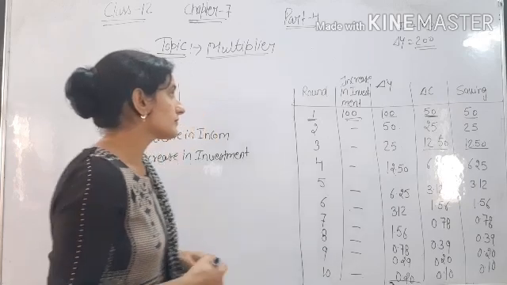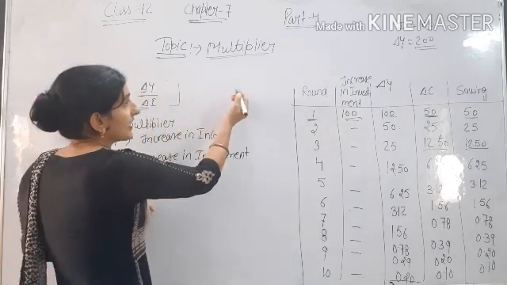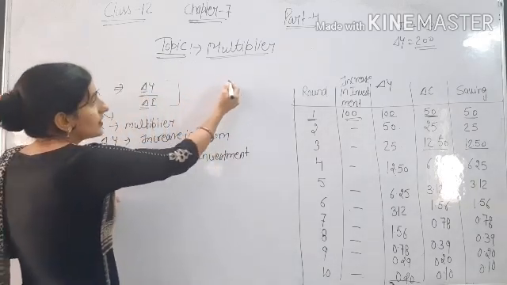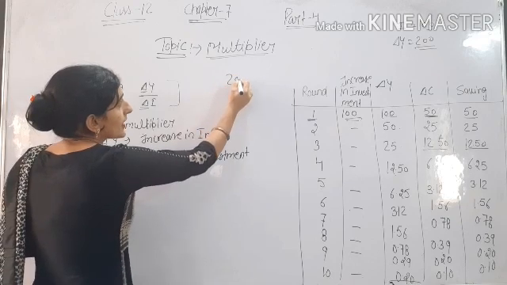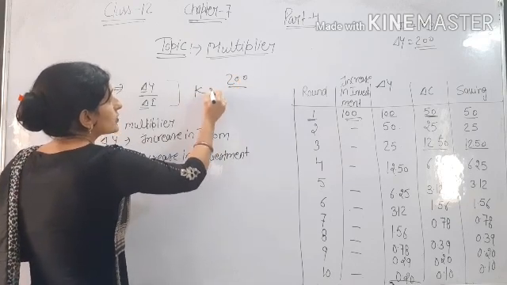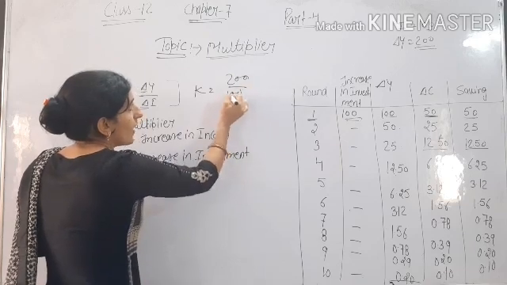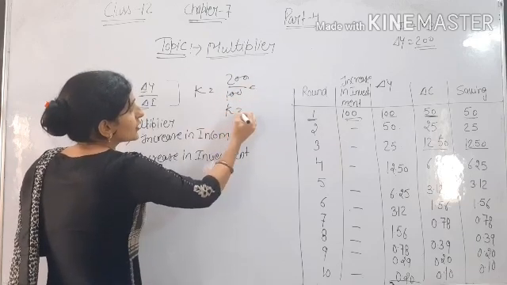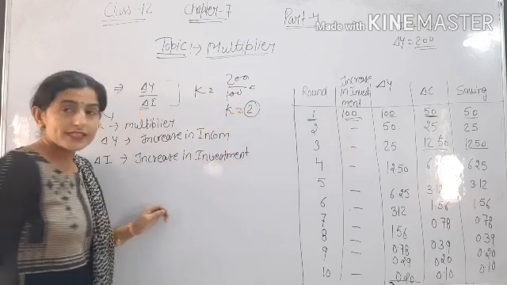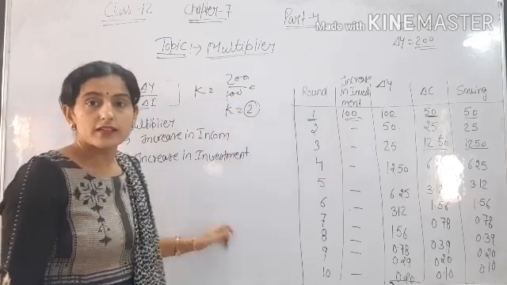So we can calculate that change in income is 200. K is equal to change in income upon change in investment, which is 100. So what is the multiplier? K is equal to 2. So 2 is the multiplier.